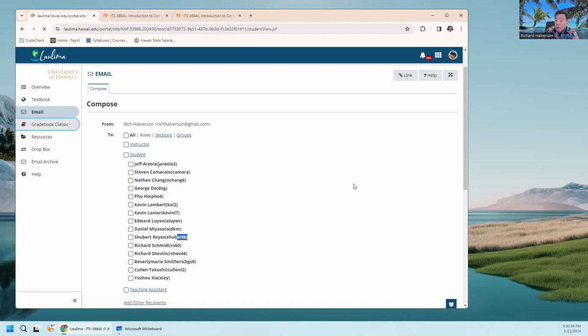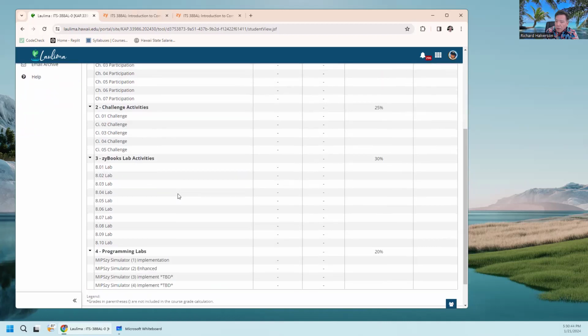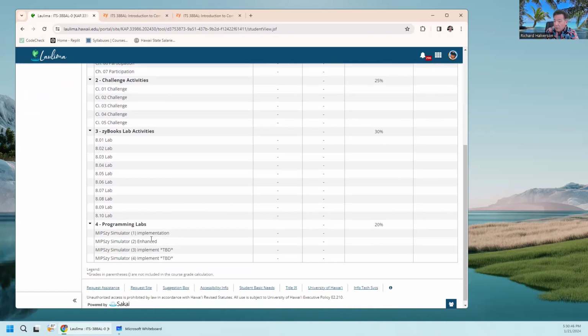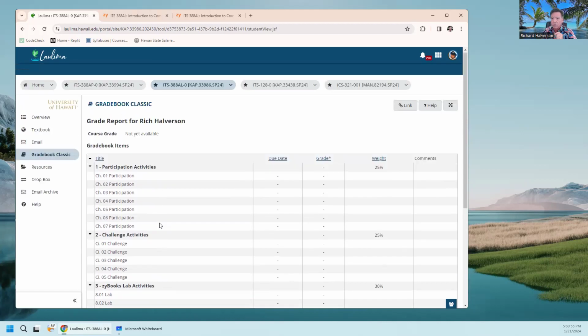If you don't want me to see what you're writing, whatever, I just point that out to you. This is the grade book, and I've already loaded up all these. And there are going to be some of these where you're going to write a simulator, a processor simulator, in any language you choose.